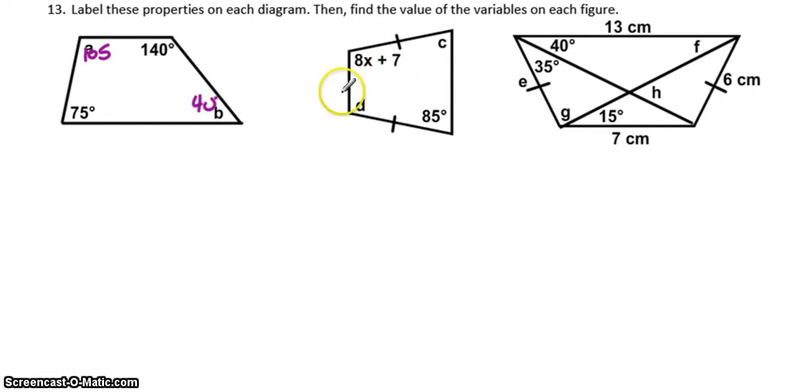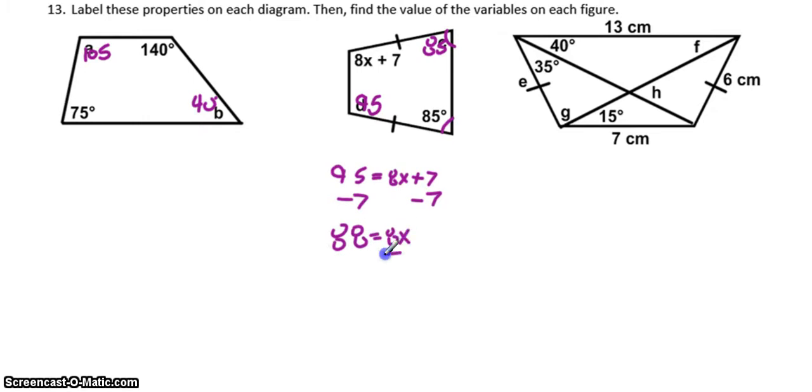This next trapezoid is an isosceles trapezoid, so C is 85, again because the base angles are congruent. D will be supplementary to 85, so subtracting from 180 gives me 95. And right here, 8x plus 7 will be congruent to 95, again because they're both base angles, so I can set up the equation 95 equals 8x plus 7. Subtracting 7 from both sides gives me 88 equals 8x, and dividing both sides by 8 gives me that x is equal to 11.